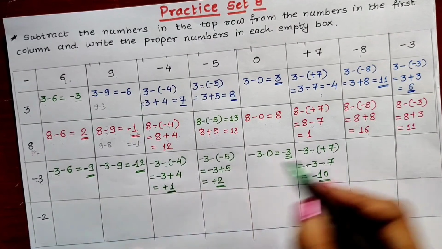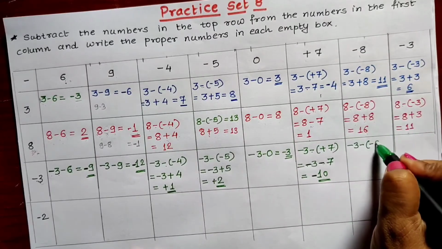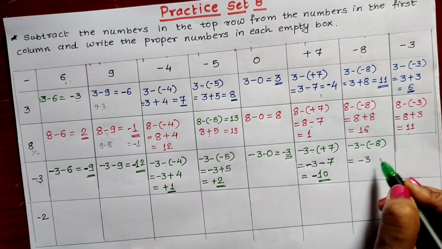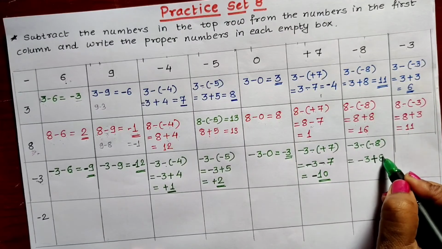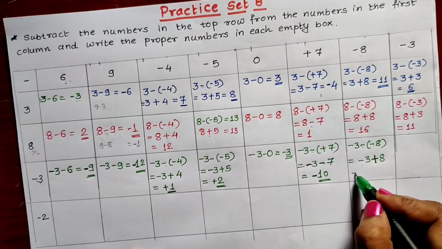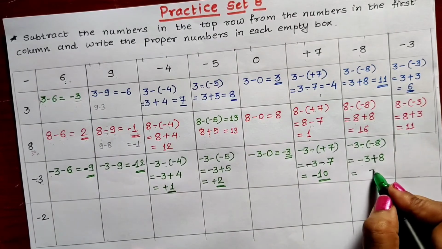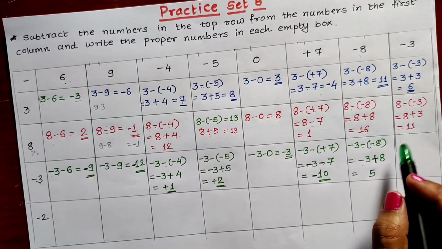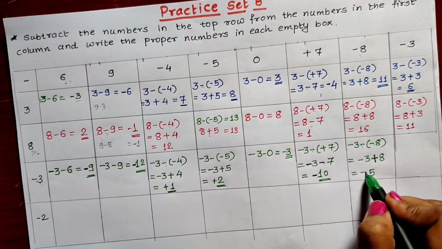Okay. Then minus 3 minus this minus 8. This minus 3 as it is, I am going to write. Minus minus sign is plus. This 8 as it is, we write. Different sign, that means we have to subtract smaller number from bigger one. 8 minus 3, 5. And sign should be the sign of bigger number. Bigger number sign is plus, so answer will have plus sign.